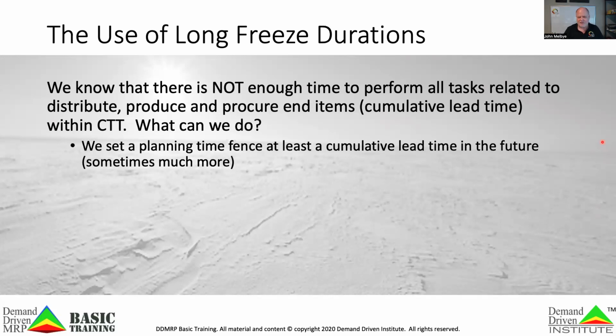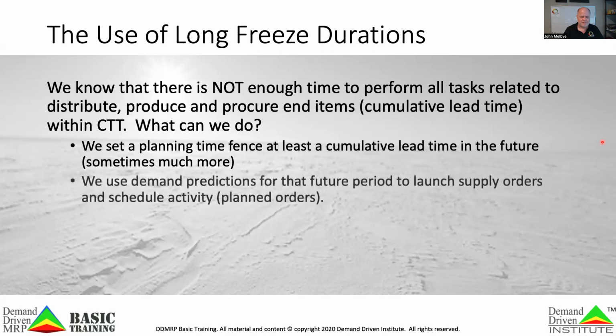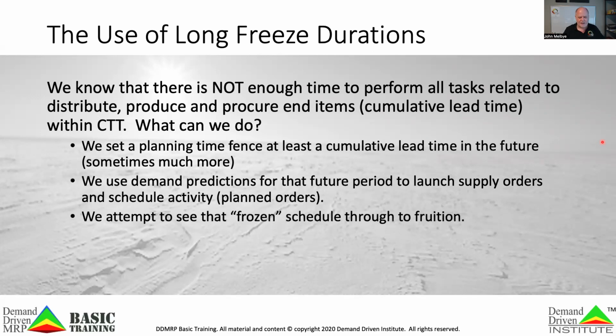We set a planning time fence, at least one cumulative lead time into the future, sometimes more, where we try and make sure that the plan we've put in place cannot change in that window of time. Then we use demand predictions, which we call forecasts, for that future period to launch supply orders and schedule activity on our equipment, on our resources, using planned orders. It's all based on a demand prediction. And then we attempt to see that unchangeable or frozen schedule through to the end.